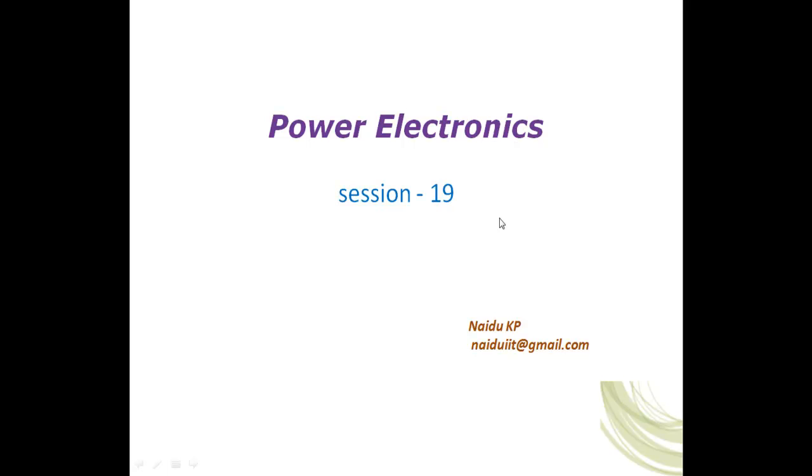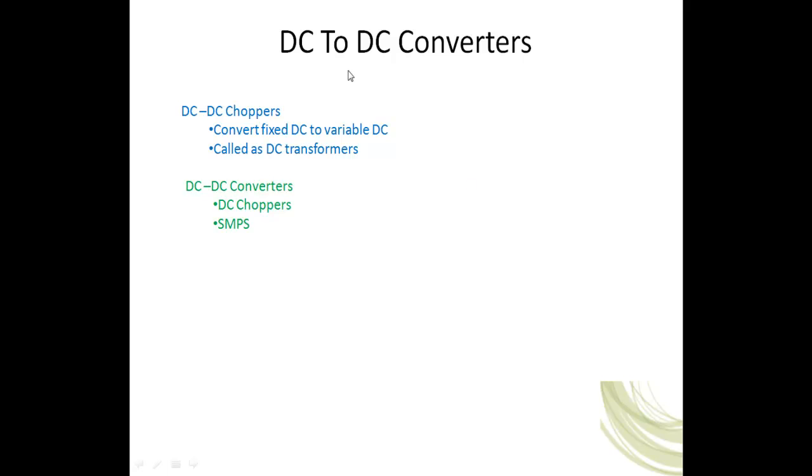In this session we are going to discuss DC to DC converters. DC to DC converters convert fixed DC to variable DC, and are also called DC transformers. As we know, in case of DC we can't use conventional transformers; we can't get the output at the secondary of the transformer. But how do we convert voltage levels in a DC system? We need to use DC to DC converters.